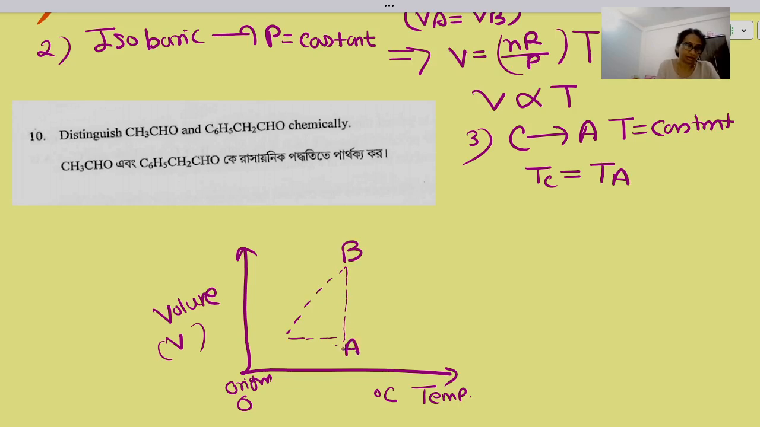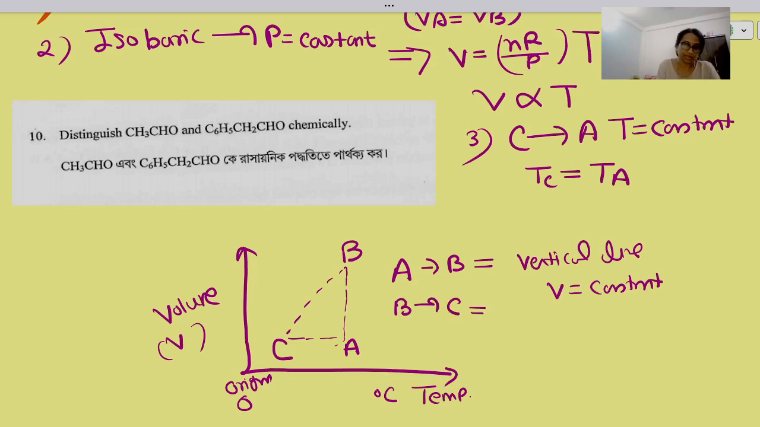B, A, C. A to B is a vertical line, because V is equal to constant. And B to C is an inclined line, because V upon T is equal to constant.